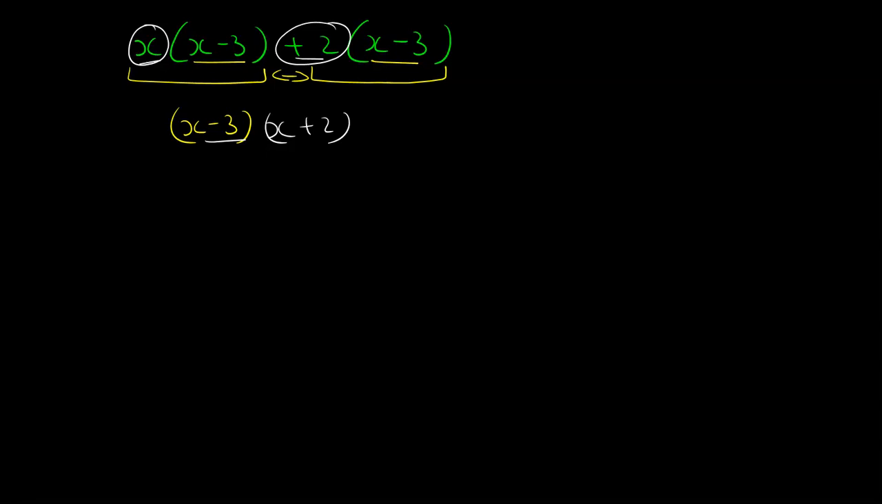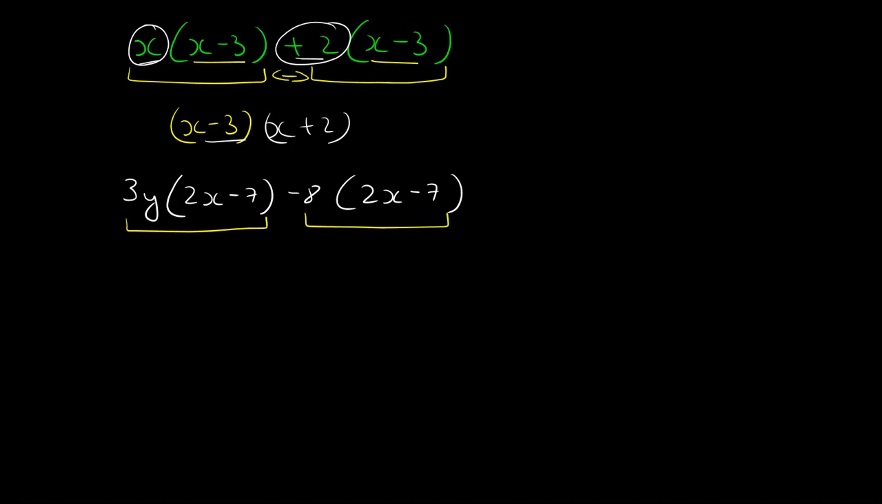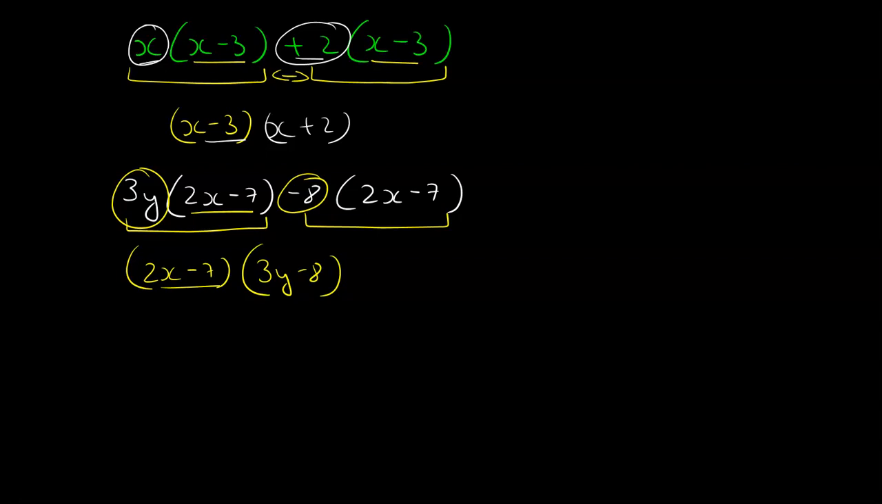Okay, so let's take a look at one more example. We have 3y, 2x minus 7, minus 8, 2x minus 7. Again we see that this is the first term, this is the second term, and what is common in both the terms? We have 2x minus 7, so we will write that first, and then what is left? 3y and negative 8, and that will multiply, 3y minus 8, with 2x minus 7, and that is how we do it.